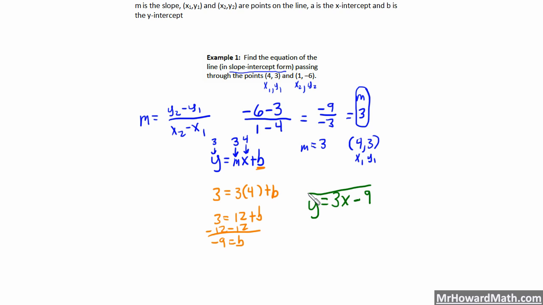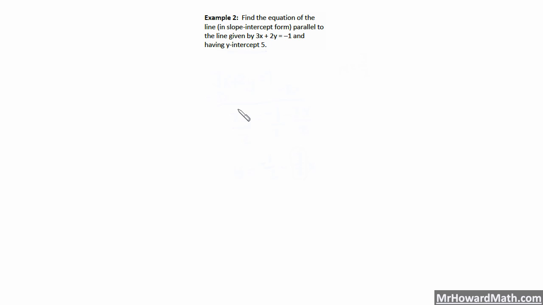So final answer, y equals 3x minus 9. Alright, let's move on to the next example. Okay, example 2 here. Find the equation of the line in slope-intercept form parallel to the line given by 3x plus 2y equals negative 1 and having a y-intercept of 5.